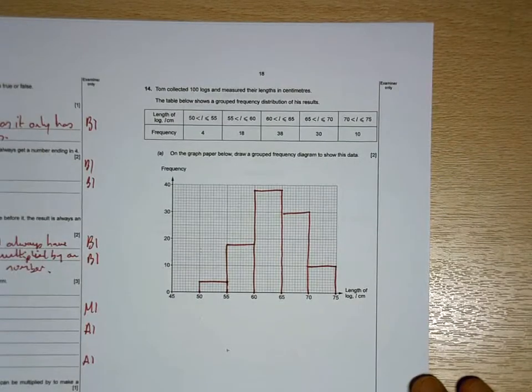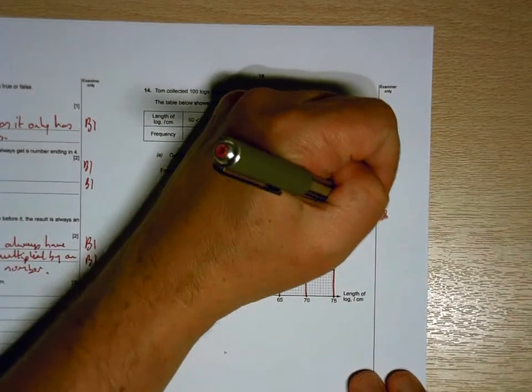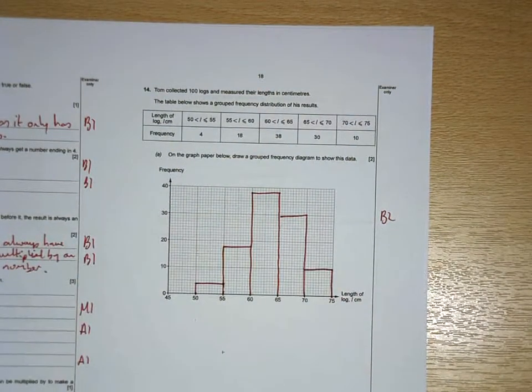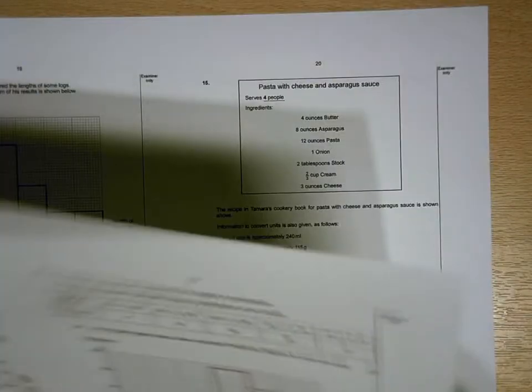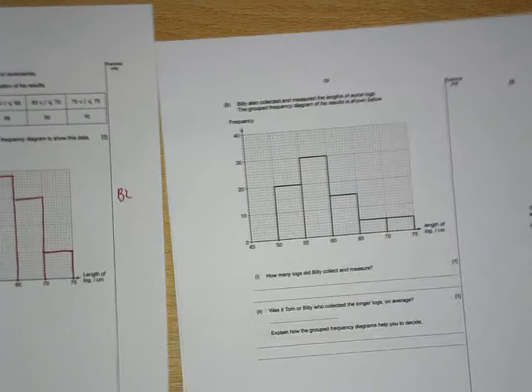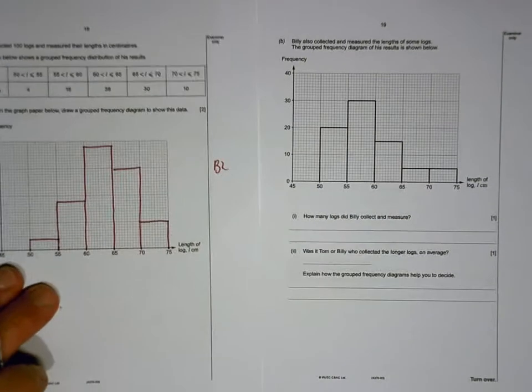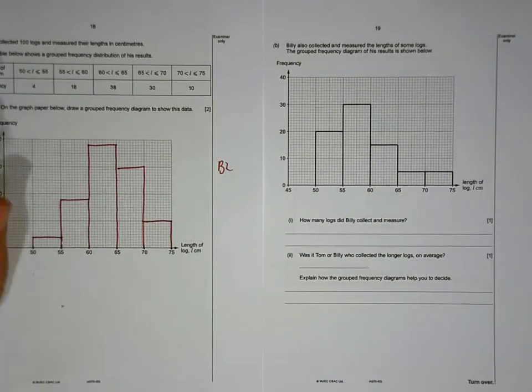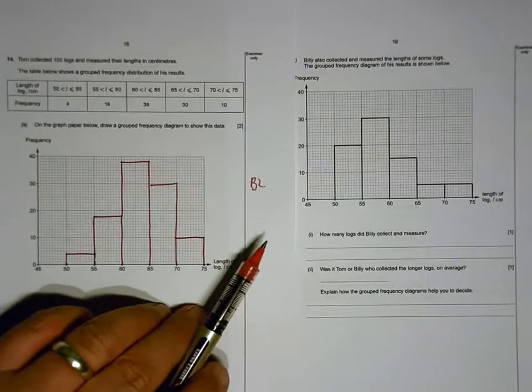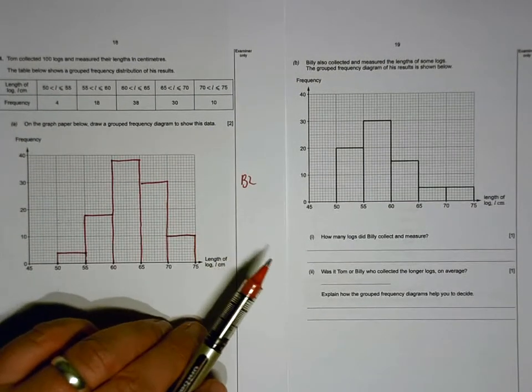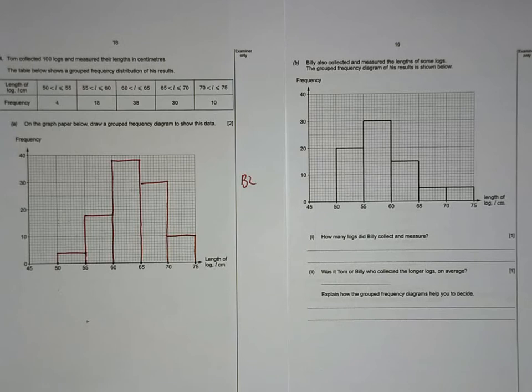So that's what they're looking for with that, and the marks are 2 marks for the correct graph, and make sure that the bars are connected. Then there's a second part to this question. So those are Tom's logs, and this is a graph of Billy's logs. How many logs did Billy collect and measure?